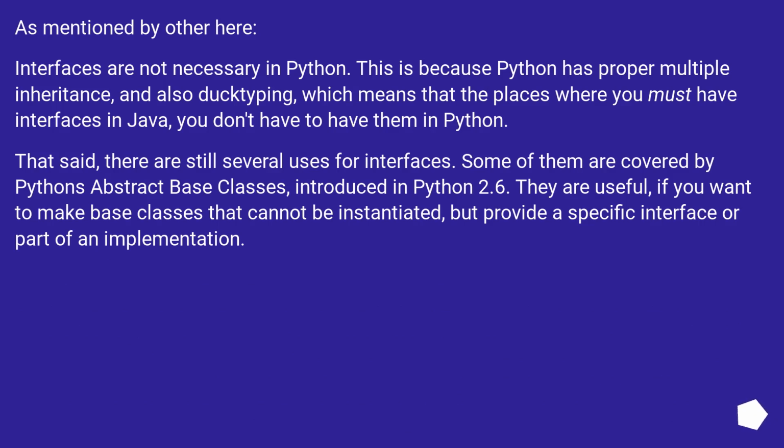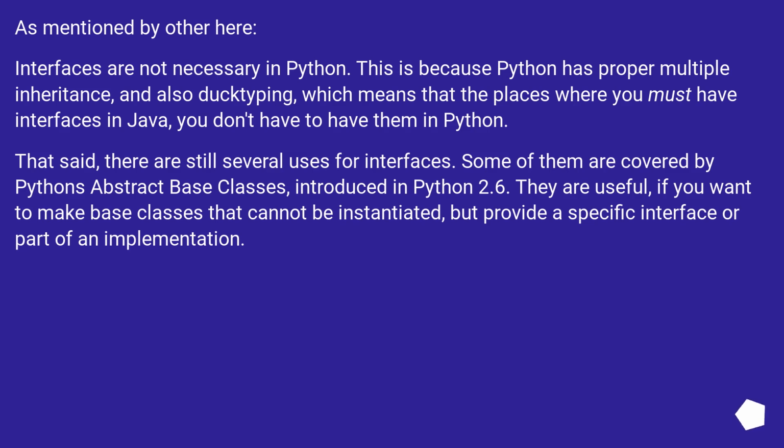As mentioned by others here, interfaces are not necessary in Python. This is because Python has proper multiple inheritance, and also duck typing, which means that the places where you must have interfaces in Java, you don't have to have them in Python. That said, there are still several uses for interfaces. Some of them are covered by Python's abstract base classes, introduced in Python 2.6.